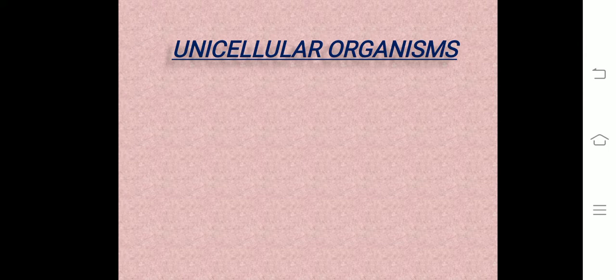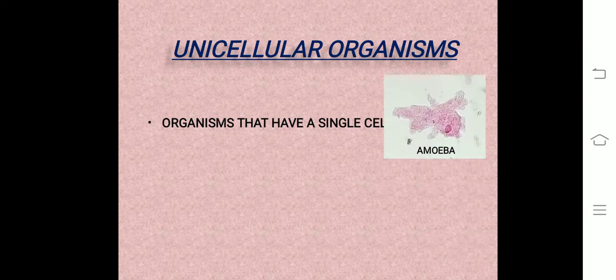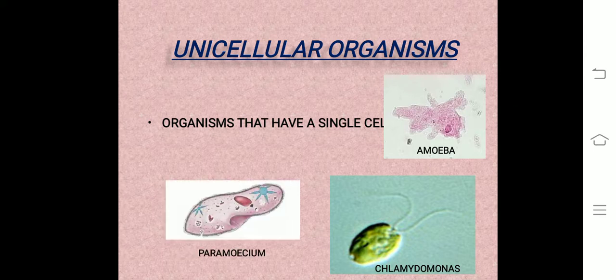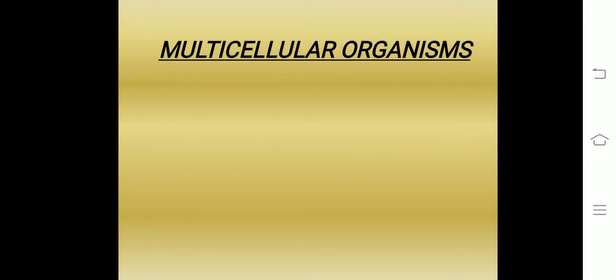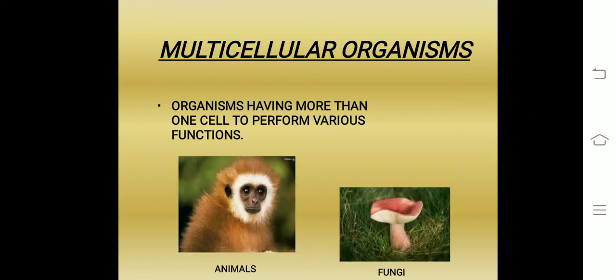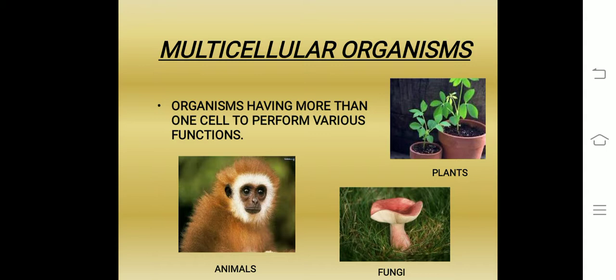Now, on the basis of the number of cells, we can classify organisms into two categories: unicellular organisms. These are those organisms that have a single cell, for example, amoeba, chlamydomonas, paramecium, etc. And multicellular organisms. These are those organisms which have more than one cell to perform various functions, like animals, fungi, plants, etc.